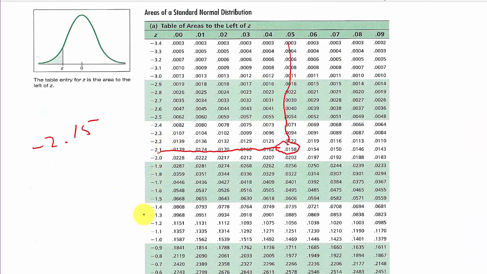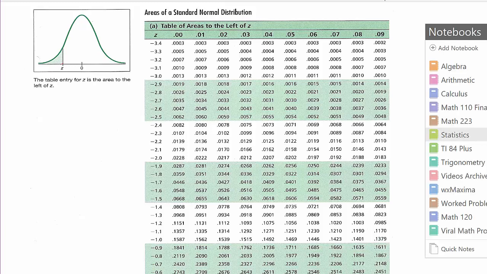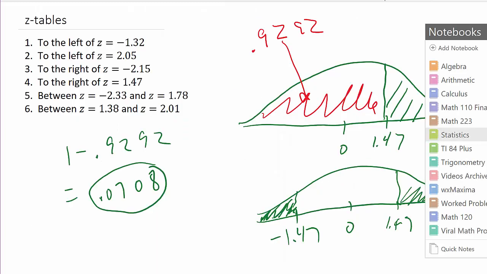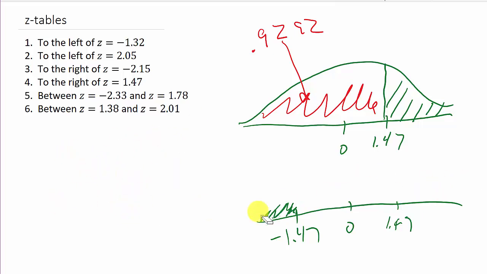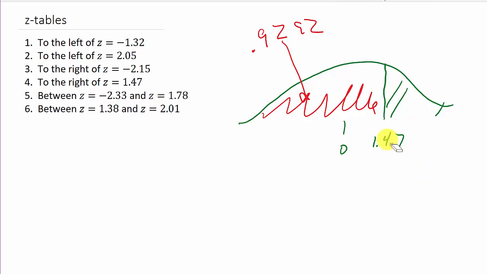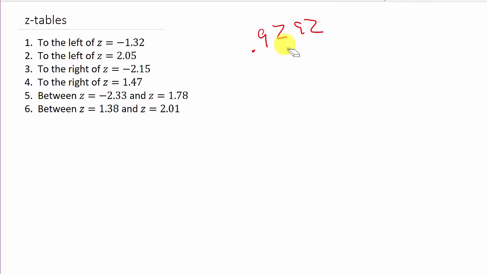So if we find negative 1.4 and then the 7, see, there's 0.0708. So that's another way you could do it. But when you're starting out, I think it's easier to do the 1 minus until you really understand what's going on, and you get good at reading the z table. But that is another way that you can do it. Okay. All right, so let's look at this one.